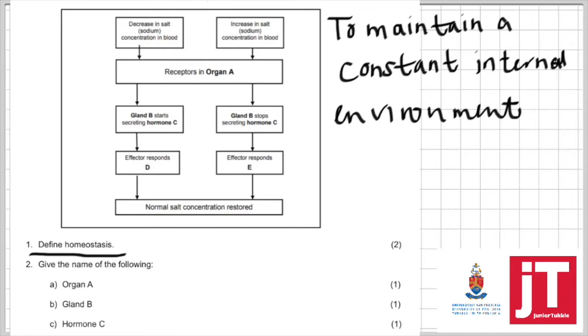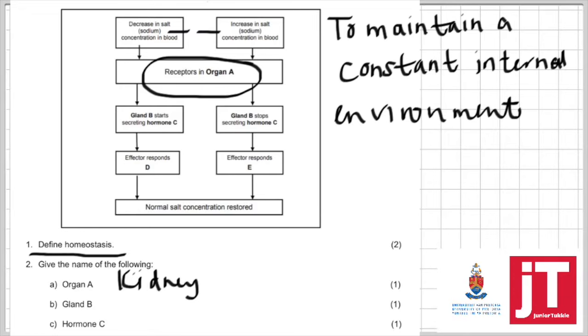Right, question 2. Give the name of the following. Organ A. Now let's look for organ A. There is organ A. So when there's an increase or a decrease in the salt, there are receptors in organ A that pick up these changes. And that obviously can only be the kidney. That's where salt concentration is maintained.